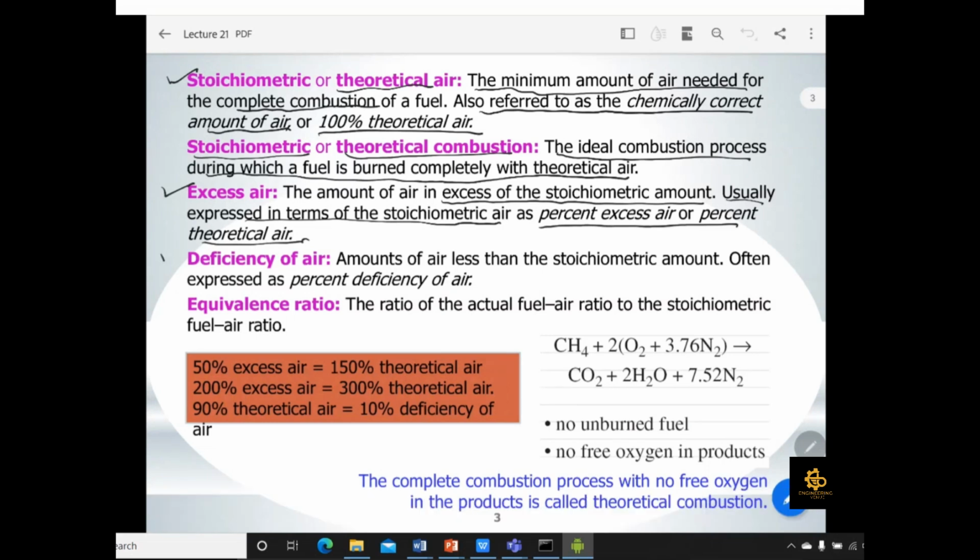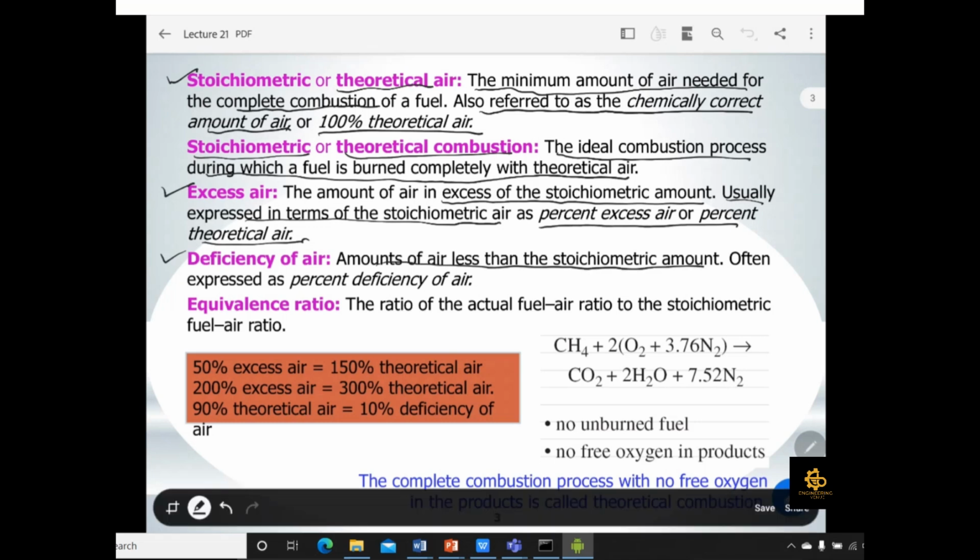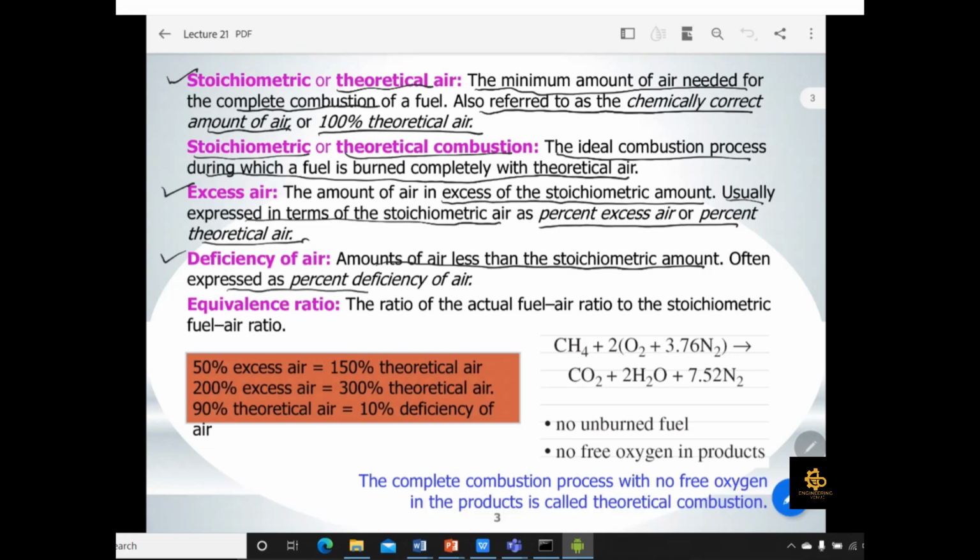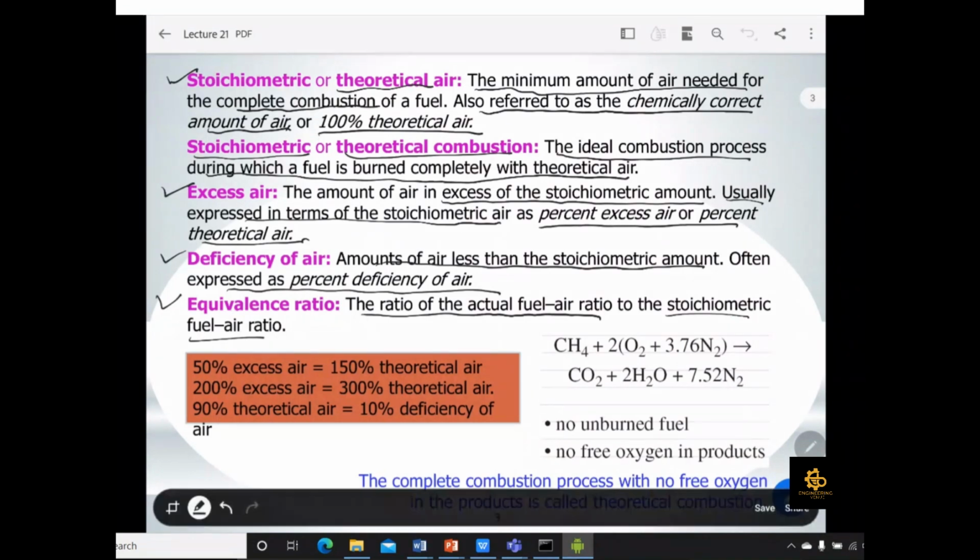Then there is a deficiency of air, the amount of air less than the minimum amount of air required for the combustion, often expressed as a percent deficiency of air. Then the equivalence ratio: the ratio of the actual fuel-air ratio to the stoichiometric fuel-air ratio, we call it the equivalence ratio.